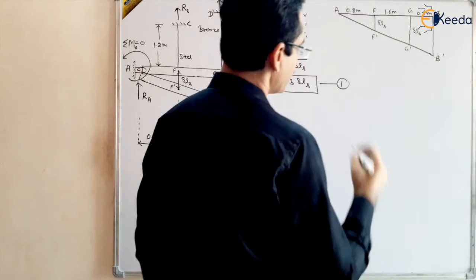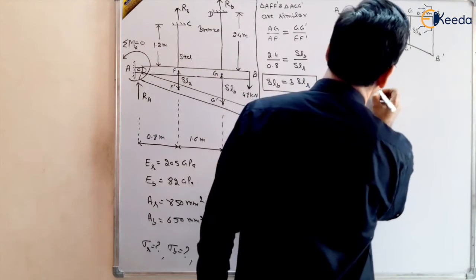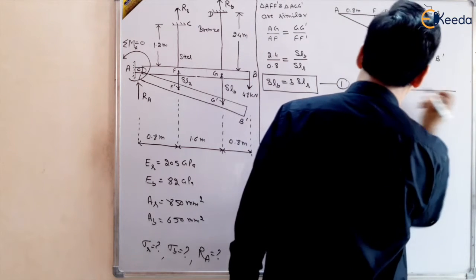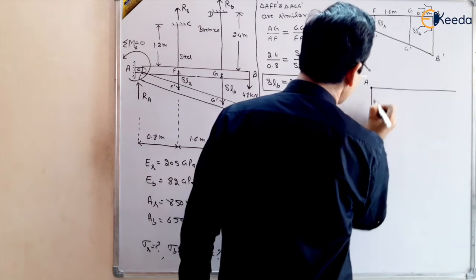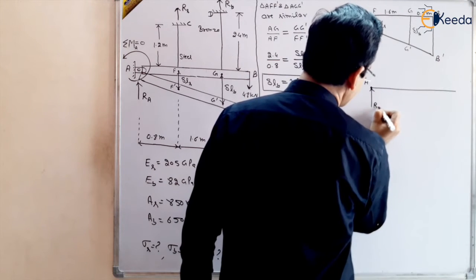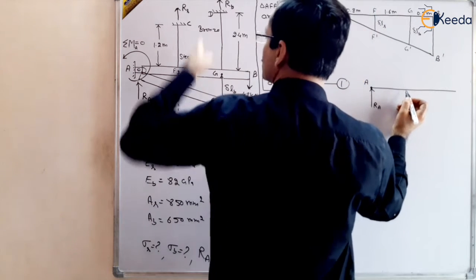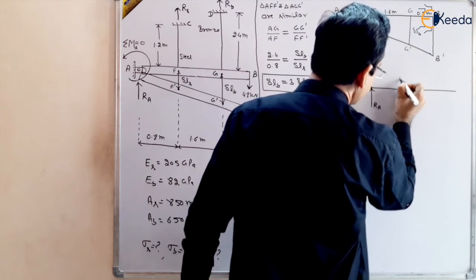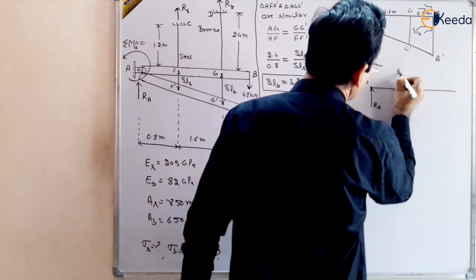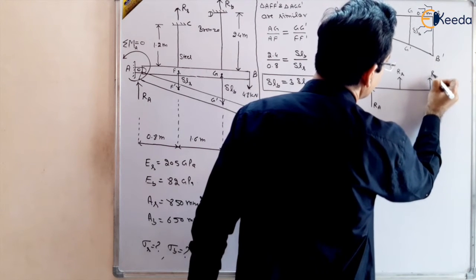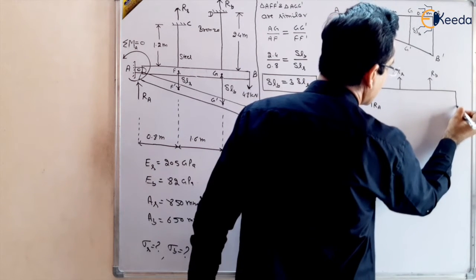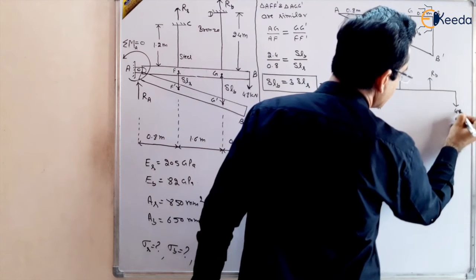So what are the forces? Here, this is our point A, and this is RA. The reaction of steel RS, bronze RB, and the force applied, 48 kilonewton.